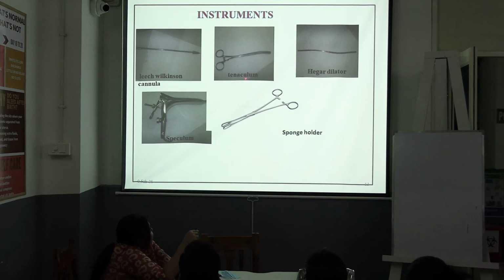Then tenaculum, if you get a tenaculum, fine, or else what we use is vulsellum or Allis tissue holding forceps for holding the anterior lip of the cervix. This is the Hegar's dilator. What is the use of Hegar's dilator? To dilate the cervix. And this is the speculum. Most importantly, we do not use Cusco. This is Cusco. We use the Sims speculum. And a sponge holder for cleaning, dressing and draping.